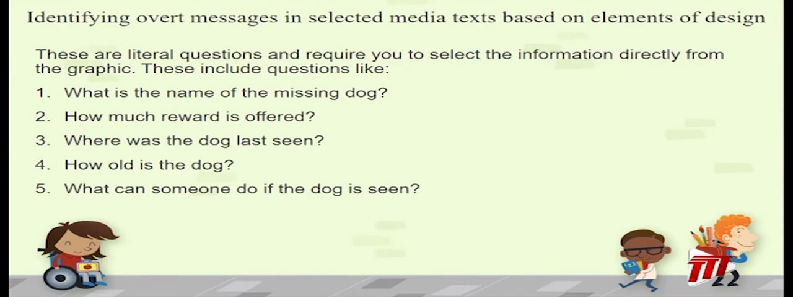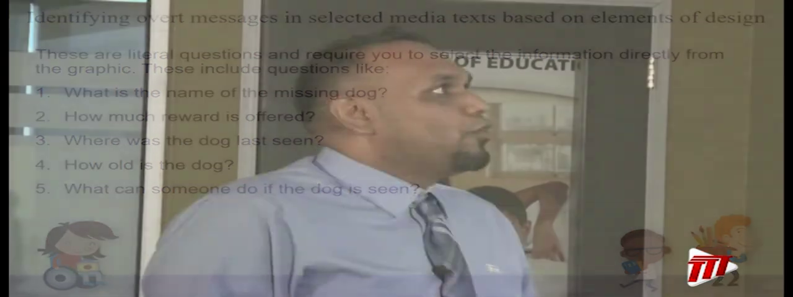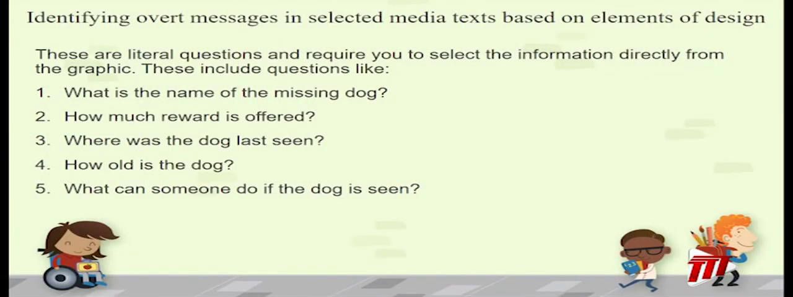Let's go straight into our first objective, identifying overt messages in selected media text based on the elements of design. These are literal questions and require you to select the information directly from the graphic. These would include questions like, what is the name of the missing dog? How much reward is offered? Where was the dog last seen? How old is the dog? What can someone do if the dog is seen? Let's take a look at the graphic again.